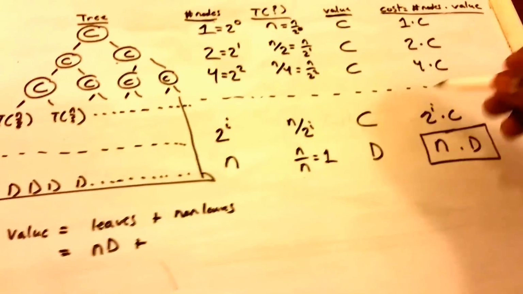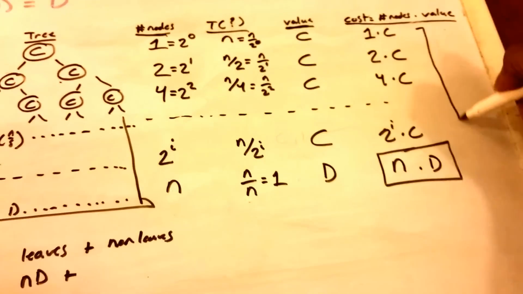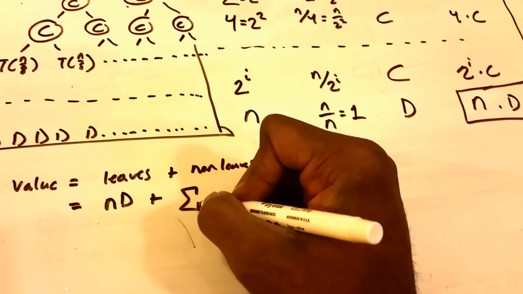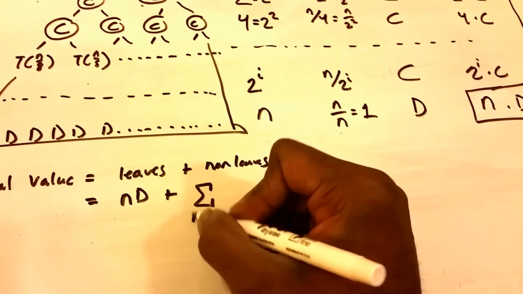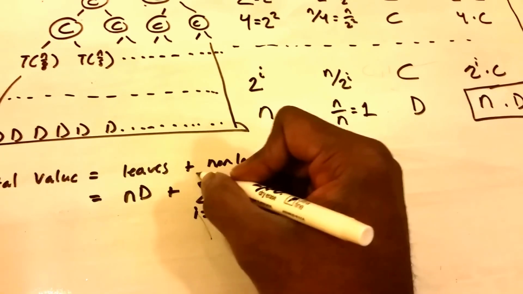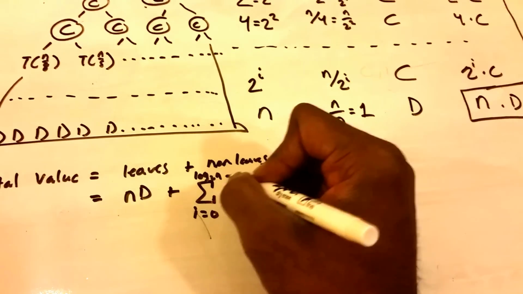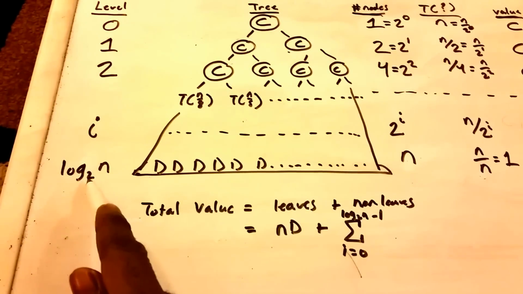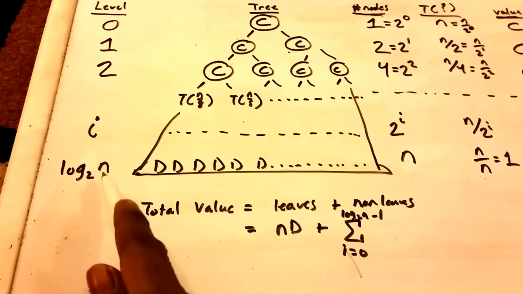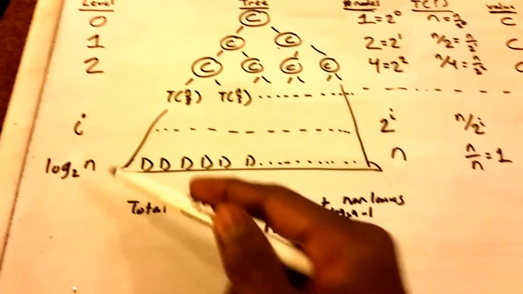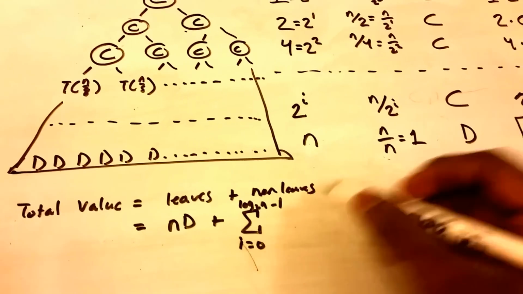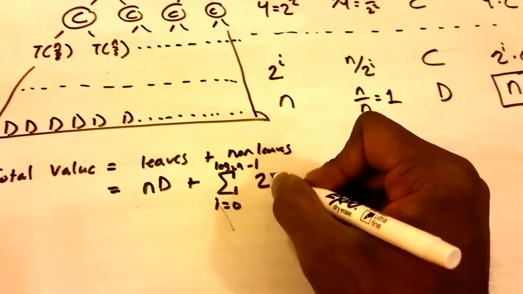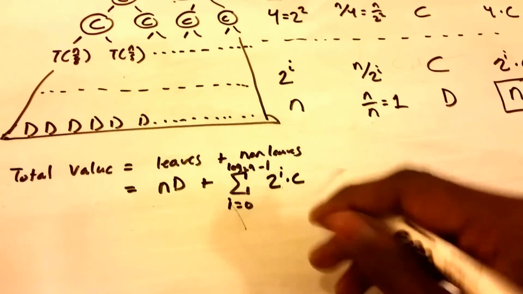Plus the non-leaves. Well, the non-leaves are all of these here, so we have to sum them up together. We can do that using a summation. So we can do the summation from i equals 0 to log base 2 of n minus 1. And I'm choosing minus 1 here because we don't reach that last level here. We're going to go through all the levels before it. And then the cost for that level is 2 to the i times C.